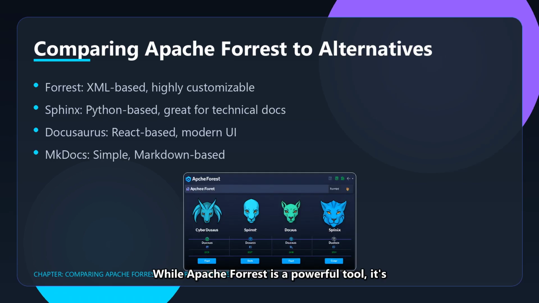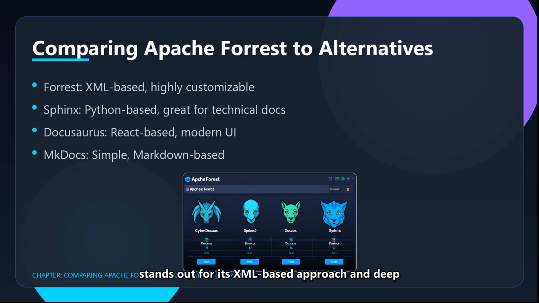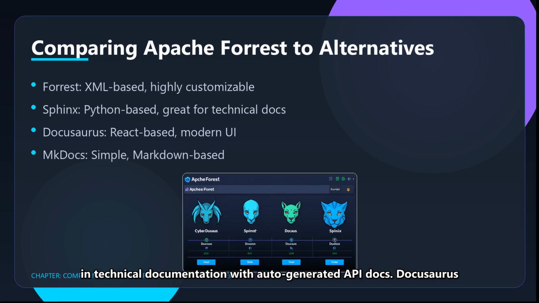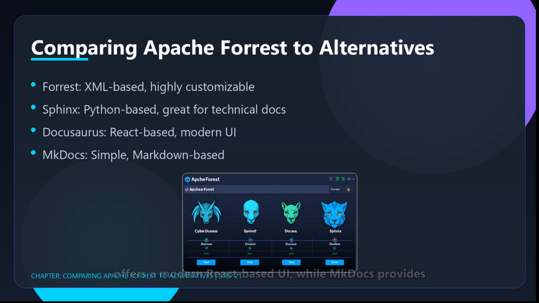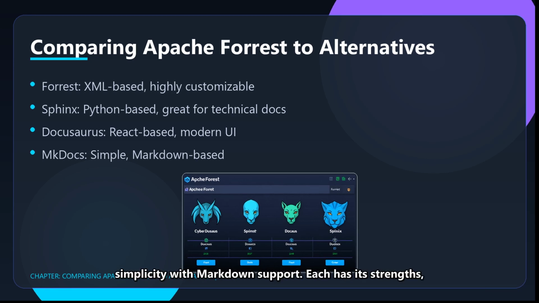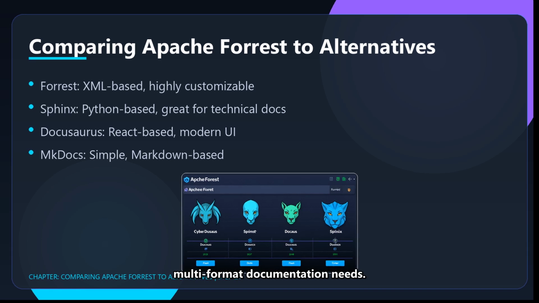While Apache Forrest is a powerful tool, it's worth comparing it to other documentation frameworks. Forrest stands out for its XML-based approach and deep customization options. Sphinx, built for Python projects, excels in technical documentation with auto-generated API docs. Docusaurus offers a modern React-based UI, while MkDocs provides simplicity with Markdown support. Each has its strengths, but Forrest remains a solid choice for complex, multi-format documentation needs.